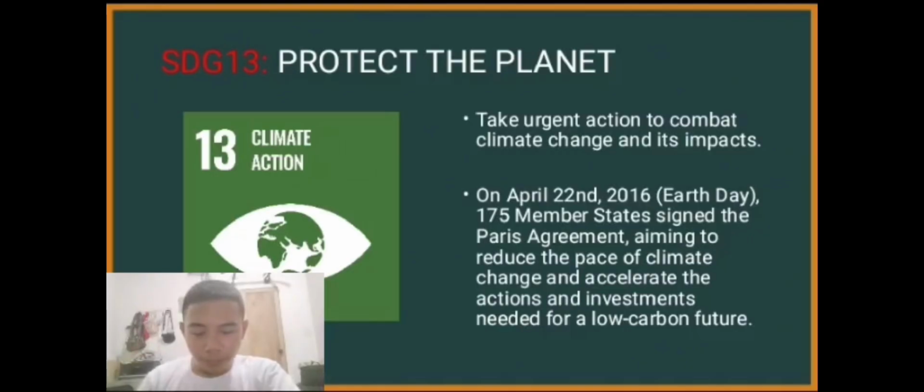Sustainable Development Goal number 13 calls for urgent action against climate change and its impacts such as extreme weather and rising sea levels. To explain the Paris Agreement, it was signed in 2016 by 175 countries, and it represents a global commitment to limit global warming by reducing greenhouse gas emissions and investing in clean, low-carbon technologies to protect the planet for future generations.